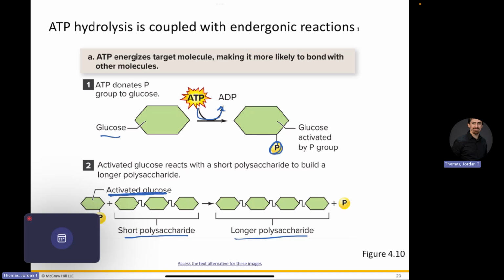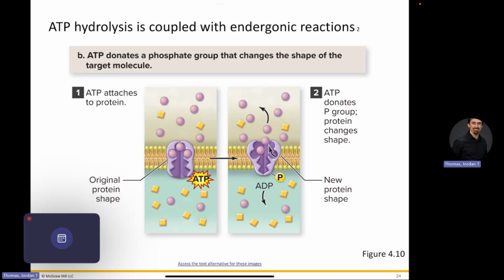So ATP can be used to build something. It can also be used to break something too. ATP can be the reverse and then breaking this long polysaccharide to short. So this is an example of how ATP can be used to build a polysaccharide.